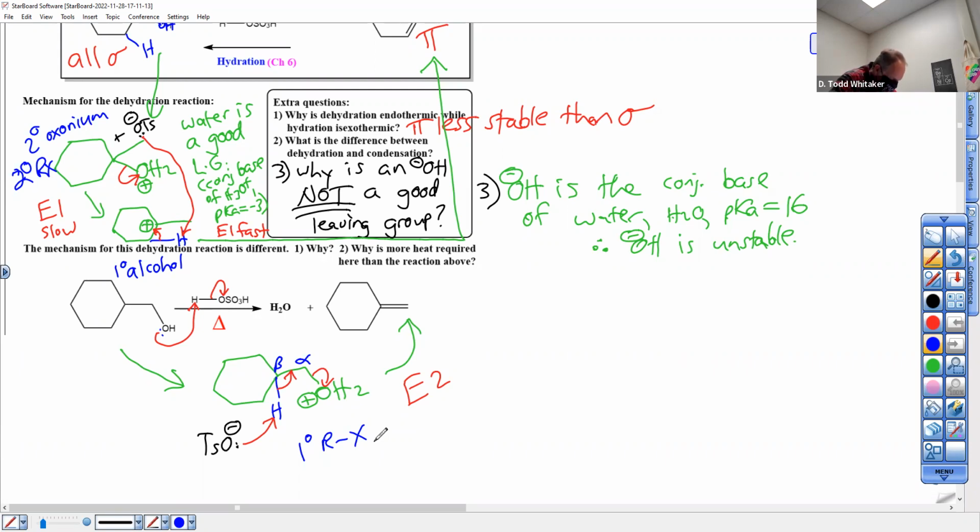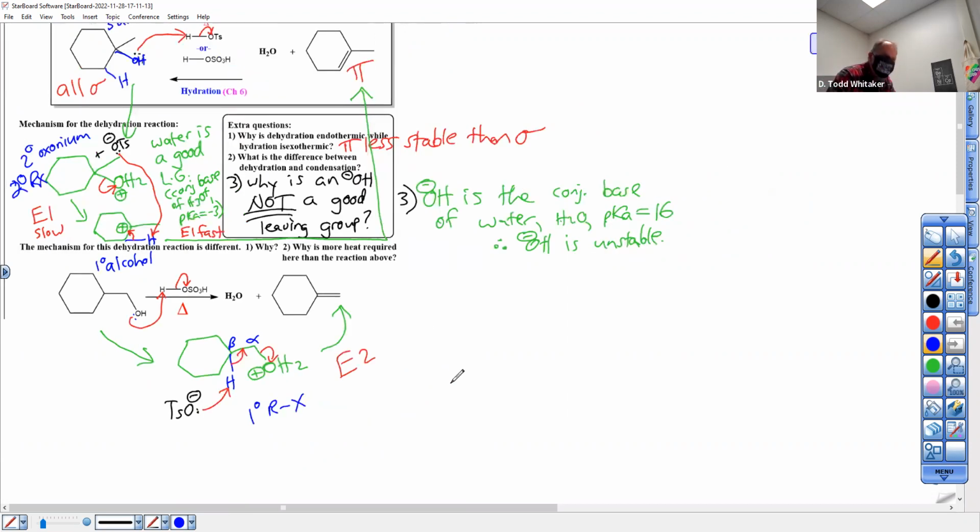Okay. So what's our take-home message on dehydration? If you have a secondary alcohol or a tertiary alcohol, which mechanism, E1 or E2, sorry, E1 or E2? E1 for secondary or tertiary. If it makes a nice cation, you better make the cation. If you can't make a nice cation, you have to do the alternative, which is the E2. And you've got to make the leaving group so you can do the E2. So far, so good.